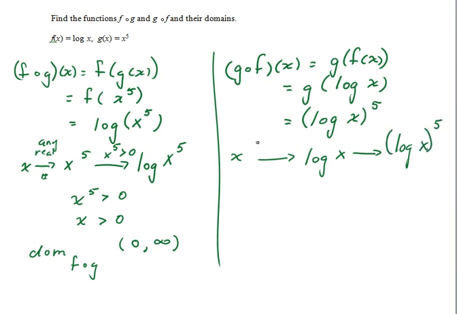Here the restriction occurs right away because the input to the log has to be greater than 0. We can raise any number to the fifth power, so there's no further restriction. And so the domain of the composition of g with f is the open interval from 0 to infinity.